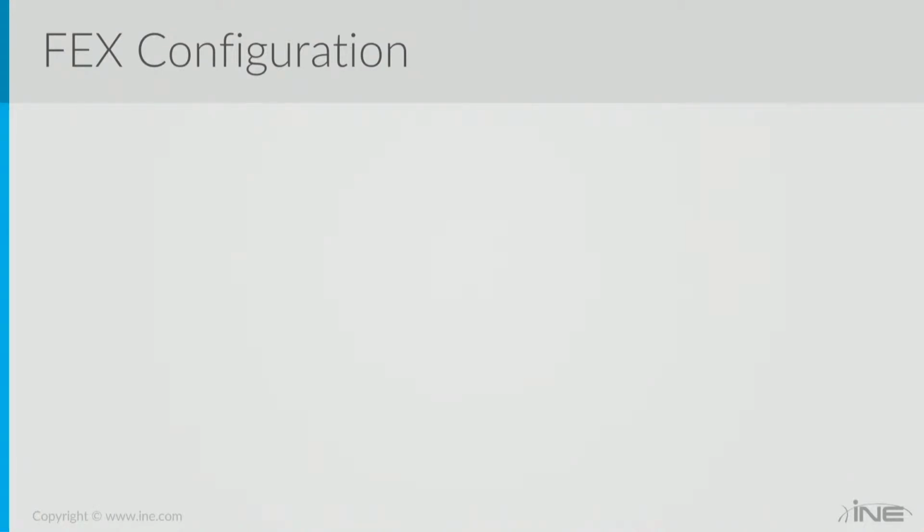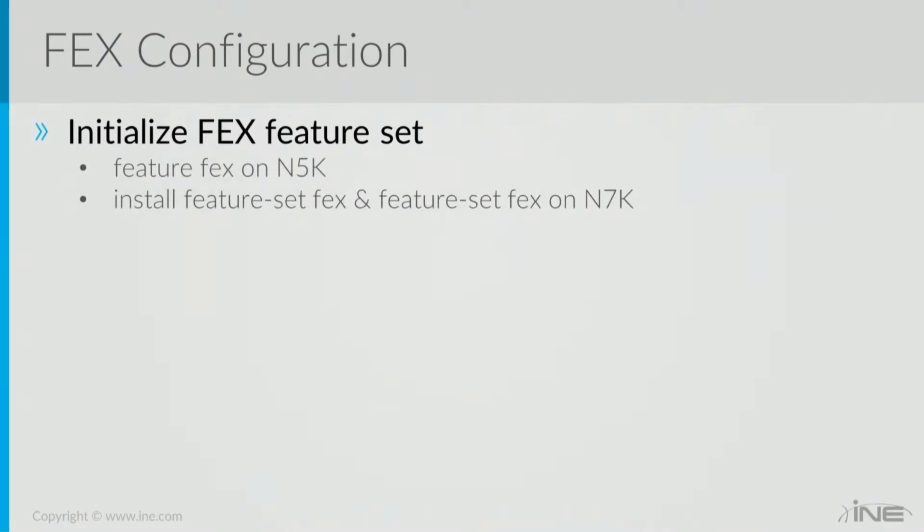So from a configuration point of view, the FEX config is pretty straightforward. We turn the feature on. In the case of the Nexus 5K, we use the command feature fex in global config. That's just turning the feature on. In the case of the 7K, we would install the feature set in the admin VDC, and then under the user VDC, we would say feature-set fex. That's going to turn it on globally.